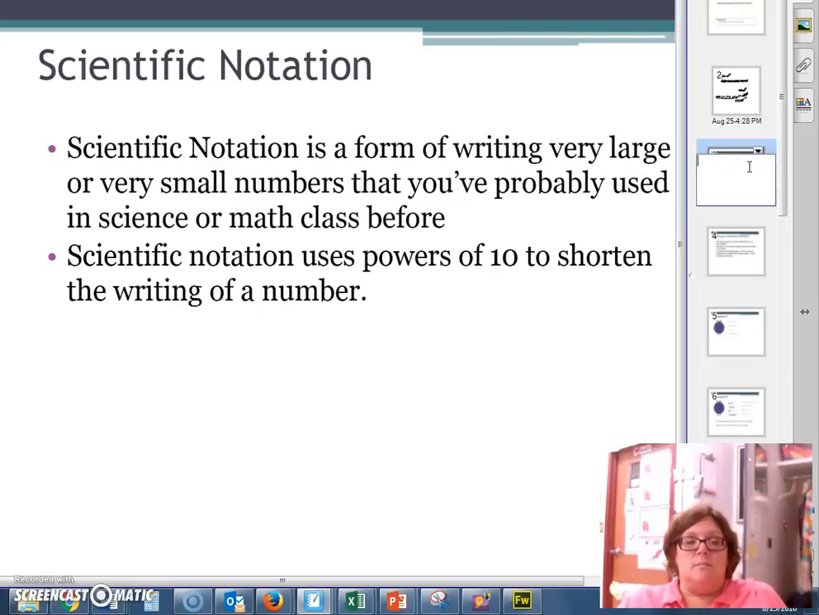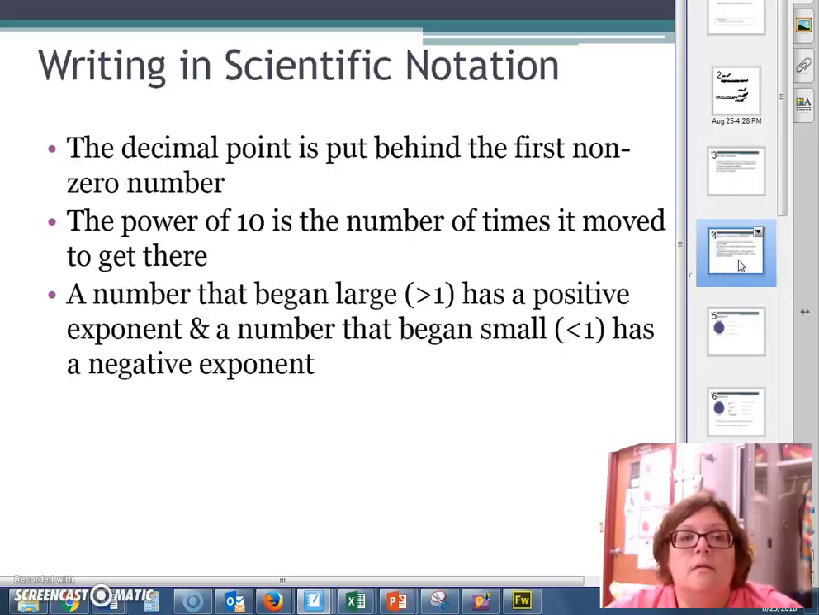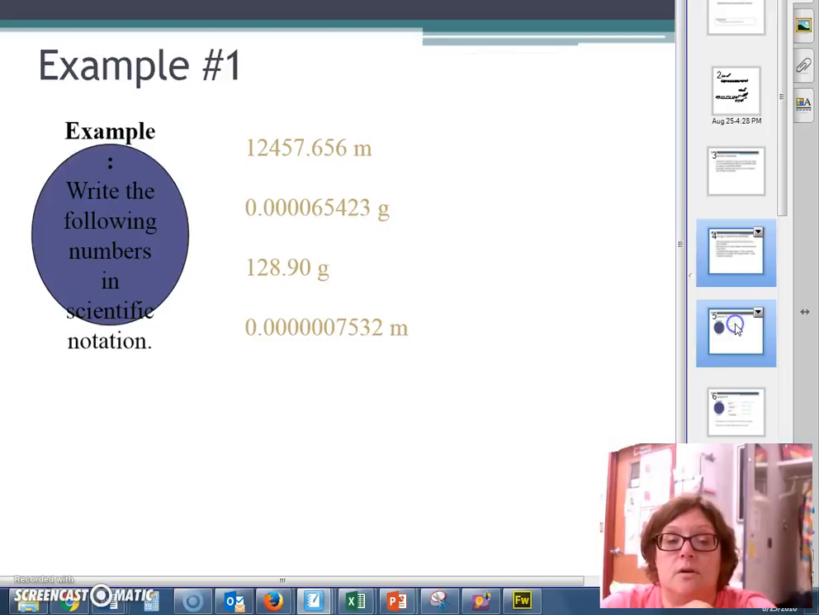All right, here's some notes. It's a form of writing very large or very small numbers, and we use power of 10. The decimal point is put behind the first non-zero number. The power of 10 is the number of times it moved to get there. In other words, it's going to be the placeholder, or like the tens place or the 100s place. A number that begins large has a positive exponent, and a number that begins small has a negative exponent.